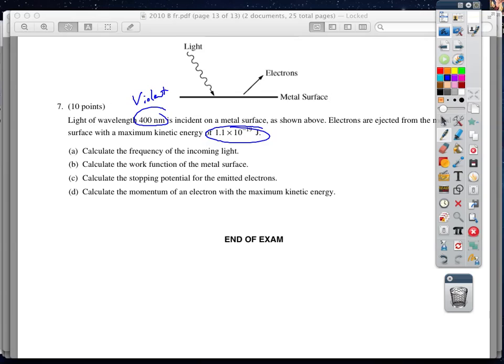So, what part of the photoelectric effect is not here? Yeah, work function. Without even looking at this, I go, oh, look, I could find the work function if I wanted to, because I have the KE and I have the lambda, which I can convert into E, right? Okay, all right, anyways, move on.